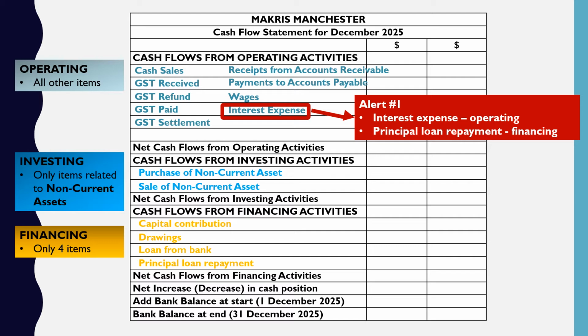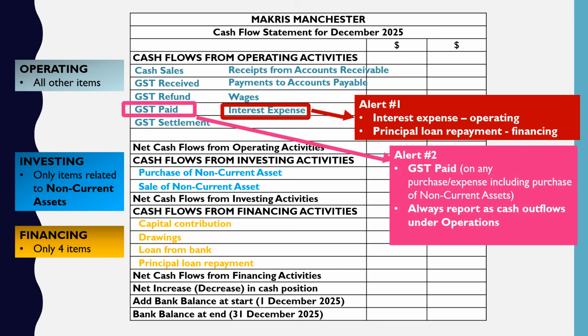On the other hand, the principal loan repayment is reported under financing activities. The other thing that I would like you to note is that GST paid on any purchases or expenses, including purchases of non-current assets, must always be reported as cash outflows under operations.